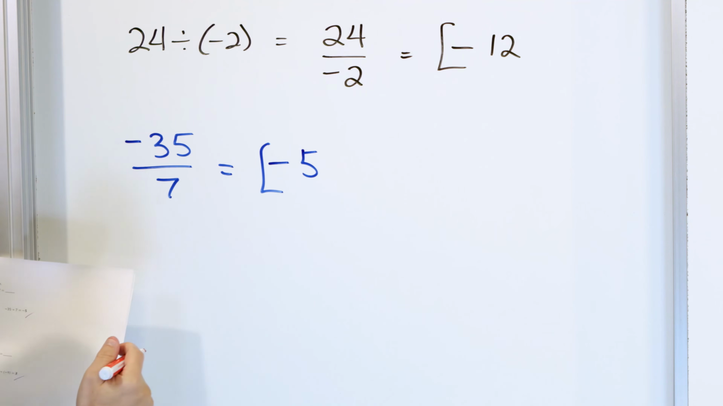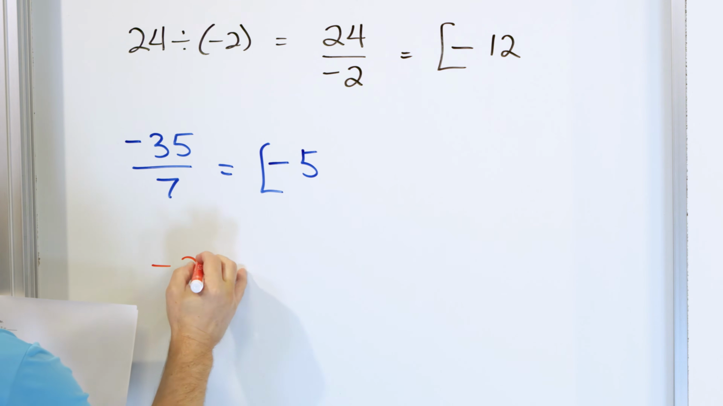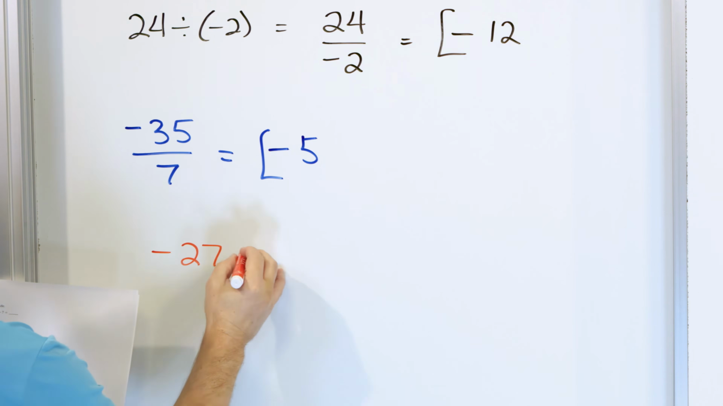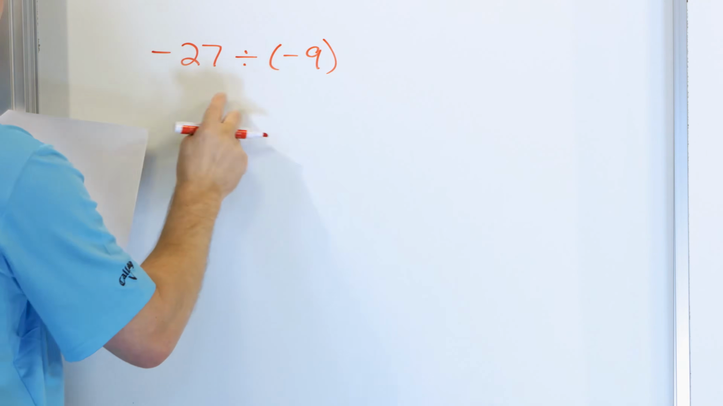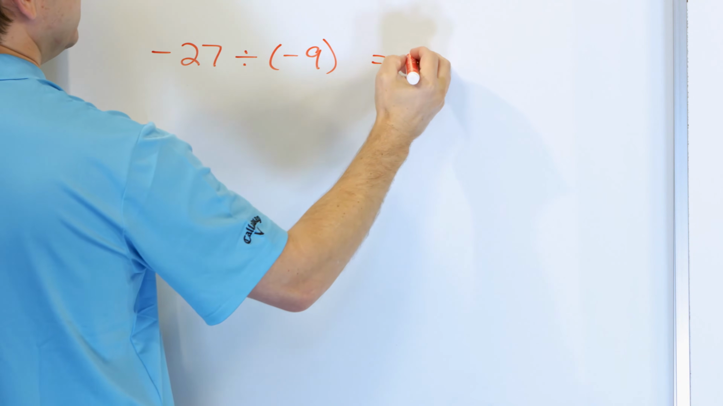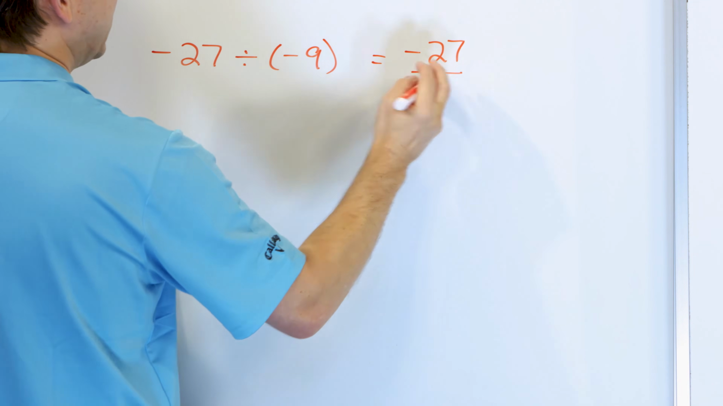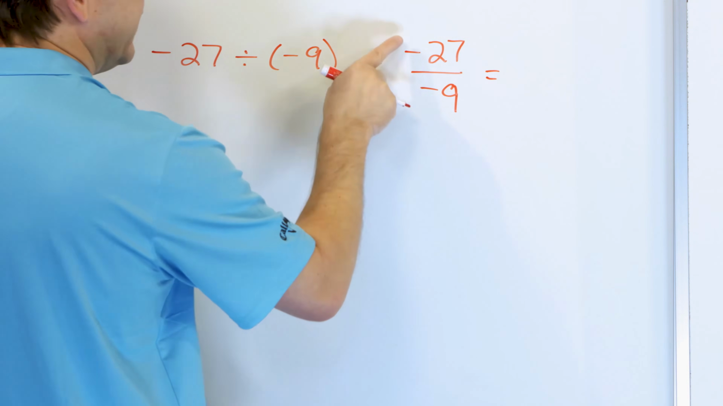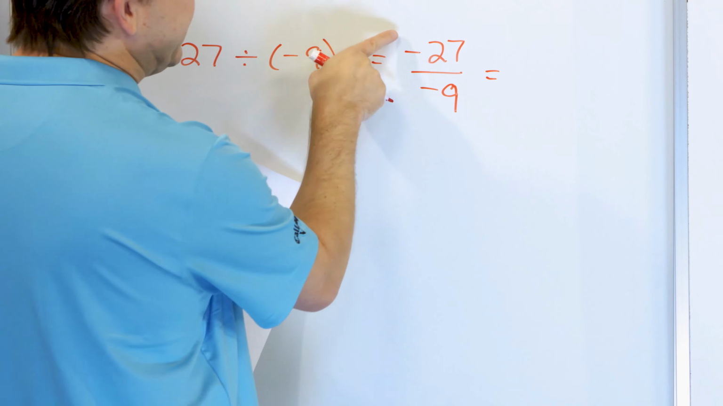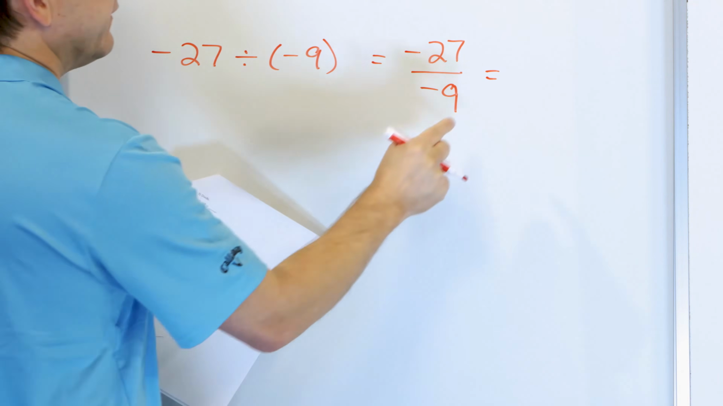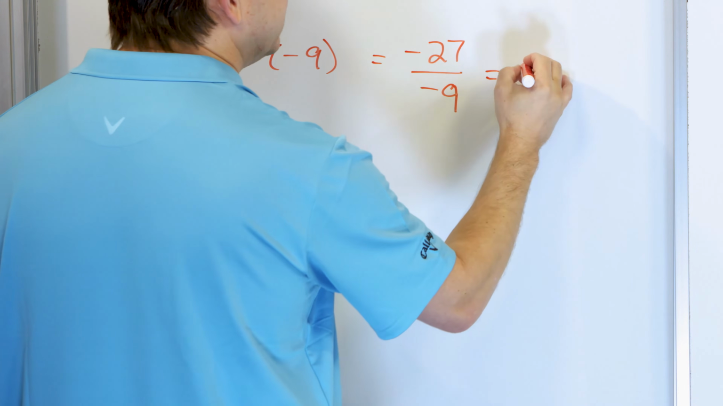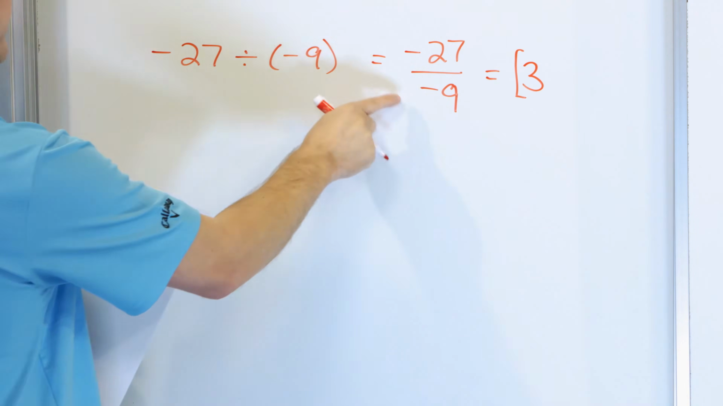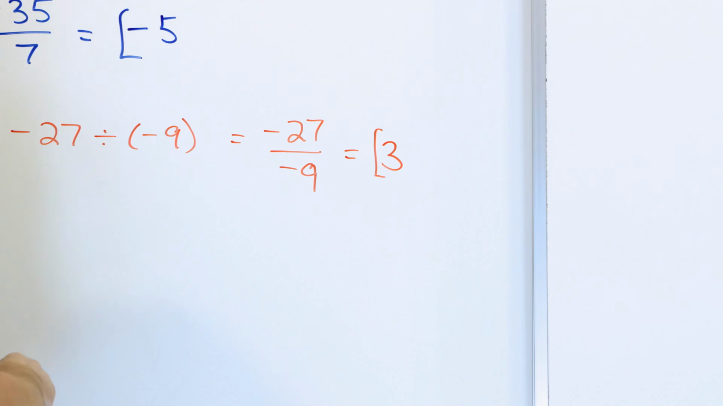All right, let's take a look at negative 27, and we will divide that by negative 9. So again, we want to write it as a fraction. Negative 27 divided by this, which is negative 9. Here we have the same signs. Negative divided by negative. So the answer is a positive. 27 divided by 9 is 3, and it's positive because the signs are the same here. So the answer is positive 3.